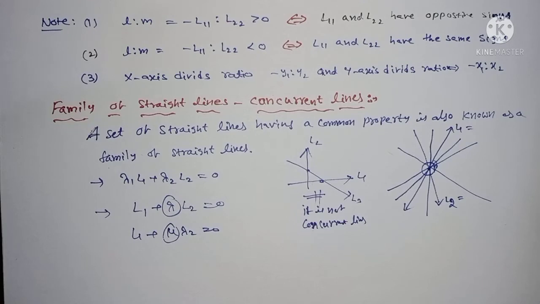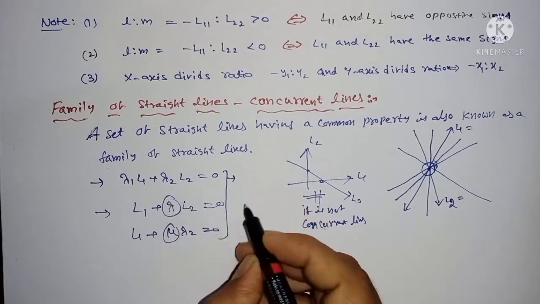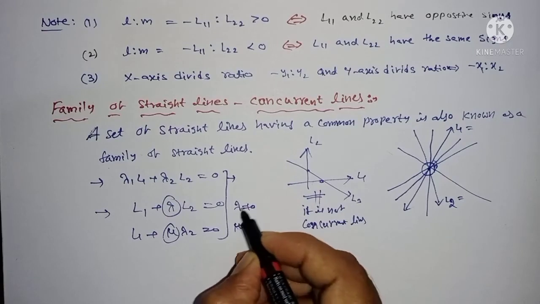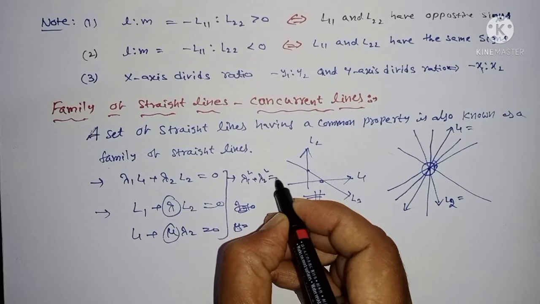Symbolically you can write here. In this case you can observe here: lambda is not equal to 0, mu, and in this lambda 1 square plus lambda 2 is not equal to 0.